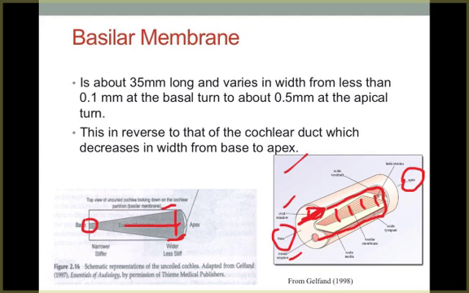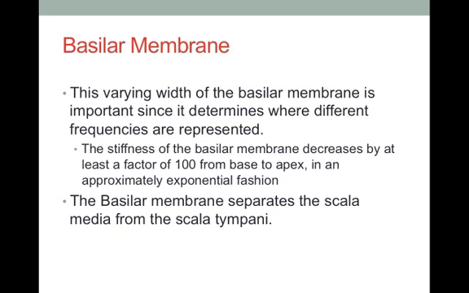And this is in contrast to the actual size of the cochlear duct. If we were to look at the bony labyrinth, you'll see that the cochlear duct appears wider at the base, and then it gets narrower as it goes to the apex. That's an interesting contrast, but it has a physiological significance we're going to be talking about in just a bit. It's this varying length of the basilar membrane that helps in separating the frequencies of the incoming sound.